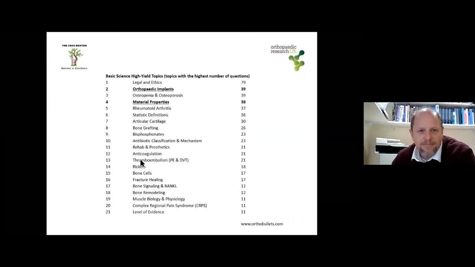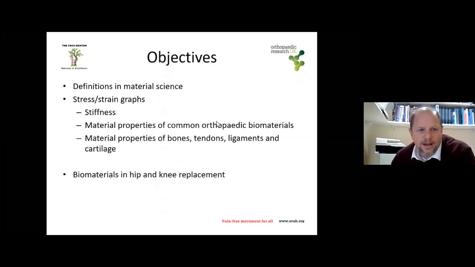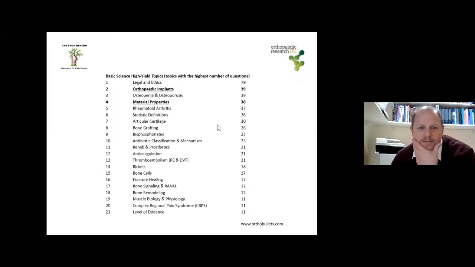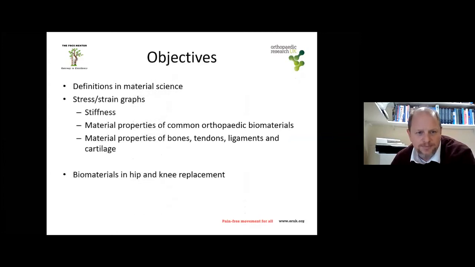So just before we start, this is just to give you an idea. This is taken from Ortho Bullets about the high yield basic science topics that come up in the MCQs. And you can see that orthopedic implants and material properties of implants are unusually high compared to perhaps some of the other things that you think come up. And so I do think this is a pretty important subject for us to get to grips with.